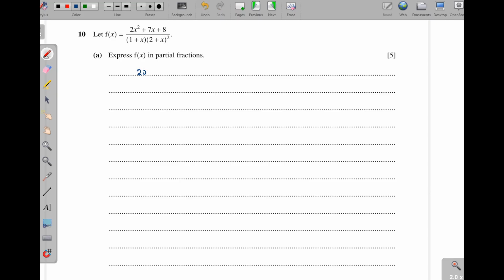Now here we have 2x squared plus 7x then plus 8. We divide it by 1 plus x. We can see a linear factor here. And also this one is linear but repeated. So that means we shall have a over 1 plus x. And then we shall have b. Then we take this one when it is not squared. So that is 2 plus x. And then we also now take this one when it is squared. Why do we do like that?